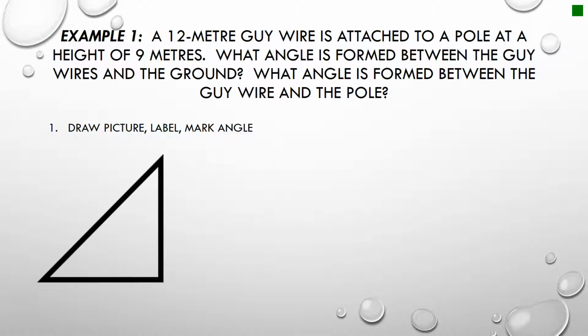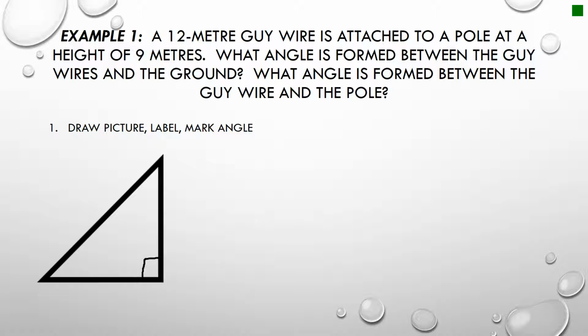Okay, here's our first example. A 12-meter guide wire is attached to a pole at a height of 9 meters. What angle forms between that guide wire and the ground? And then what angle is formed between the wire and the pole? So draw your picture. I have this triangle, you don't, so draw in a triangle.